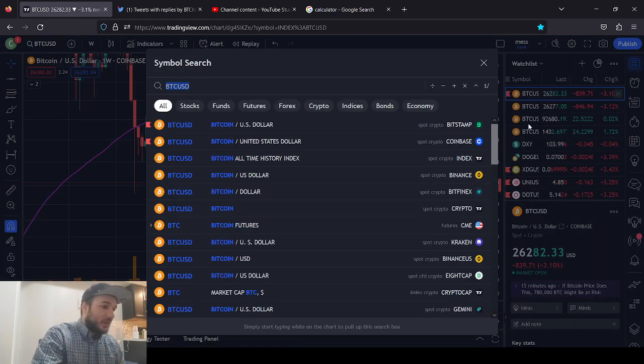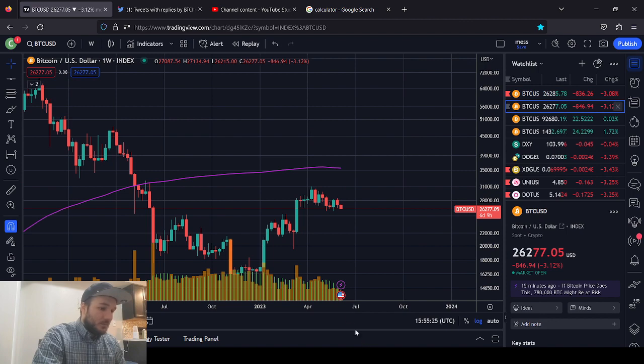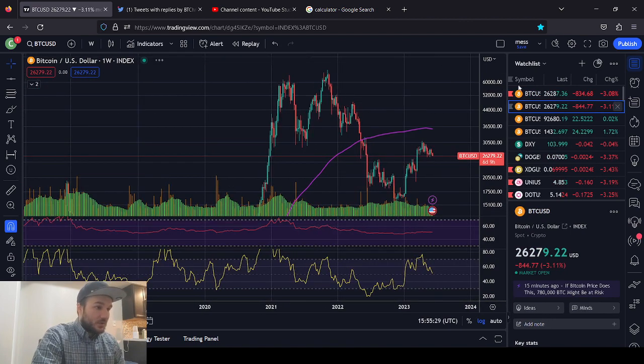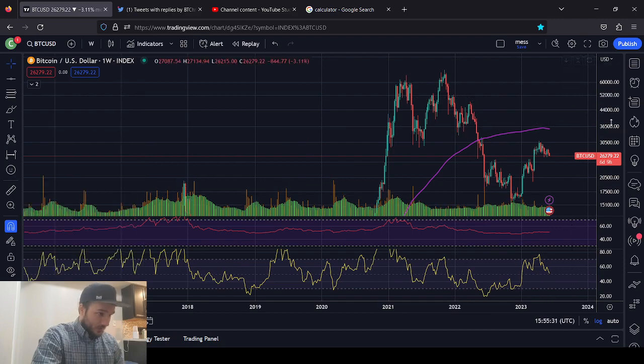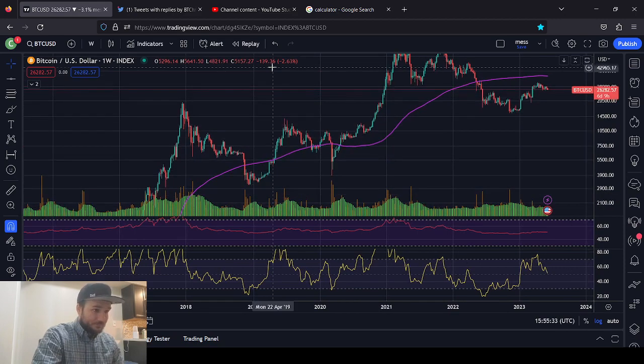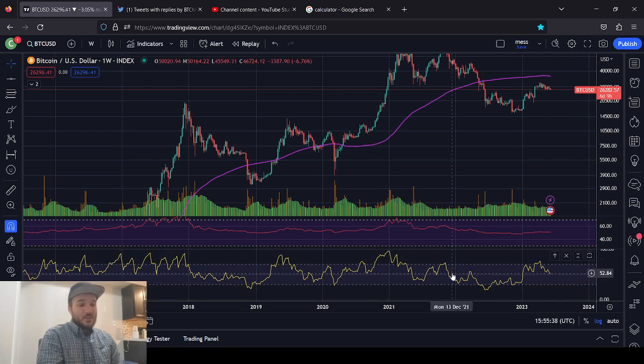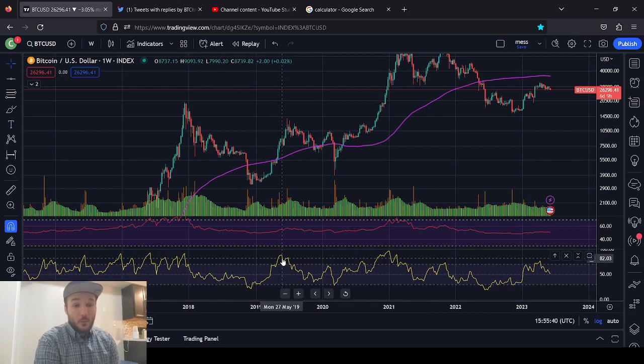Let me see actually. We're on the index now, not on the Coinbase chart. I'm going to take away all this stuff so we have more to look at. Every single time that the RSI has gone into this overbought zone, the black zone, it's above this little purple band here. The black zone on the bottom is the oversold. The black zone on the top is the overbought.